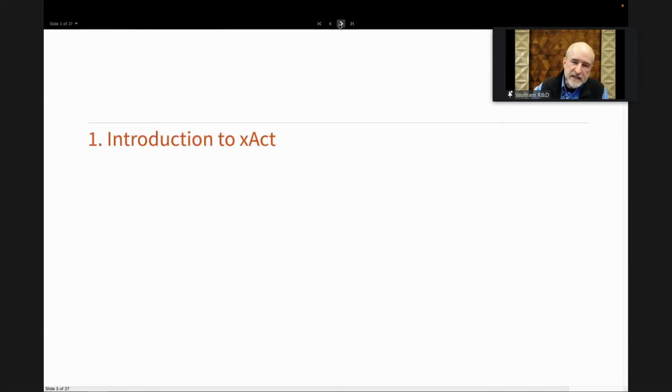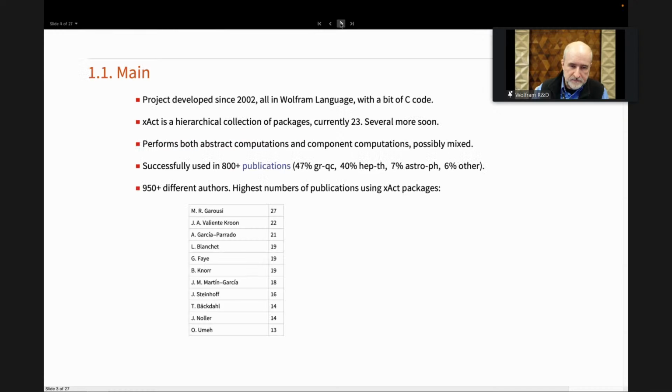Okay, so let's start with the introduction to xAct. This is a project that started back in 2002. It's all written in Wolfram language, which is very convenient for the type of computations that we have to do here with indices. And there is a little bit of C code for the more demanding computational parts. xAct is not a package itself. It's a hierarchical collection of packages, and currently there are 23 of them, and there are more being developed, so more soon.